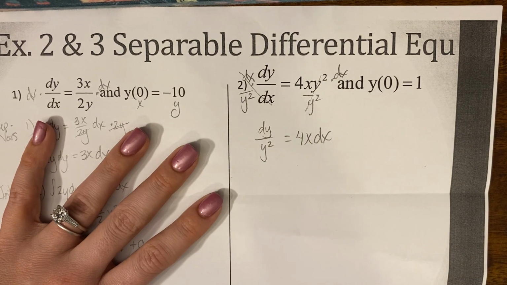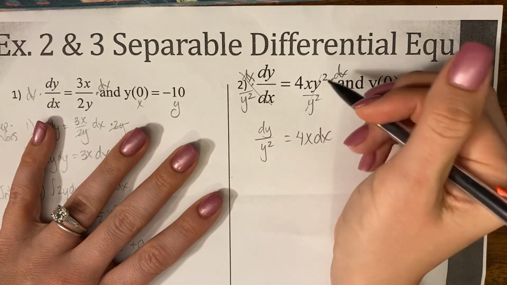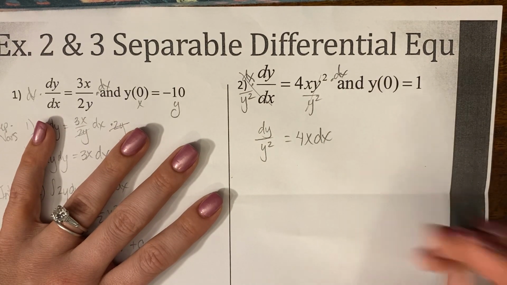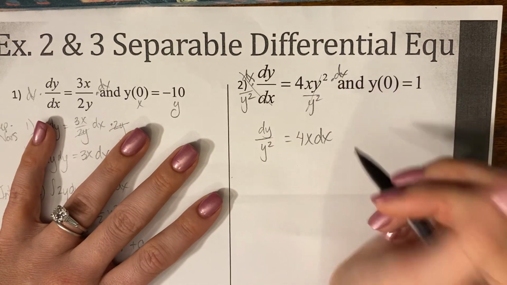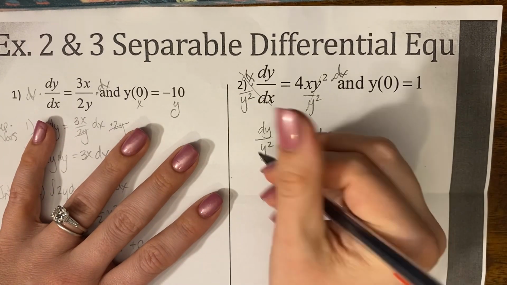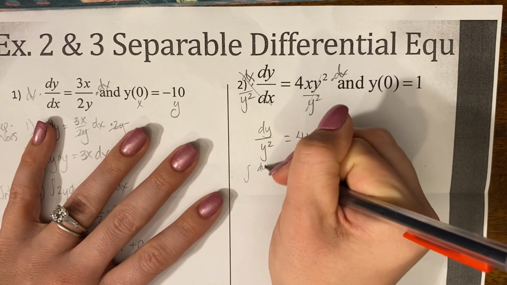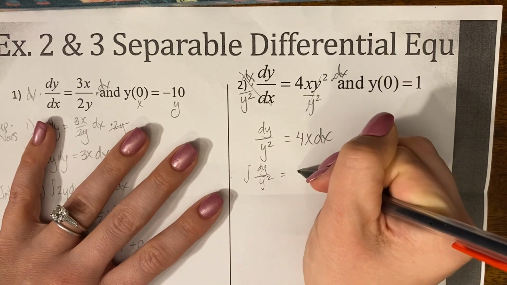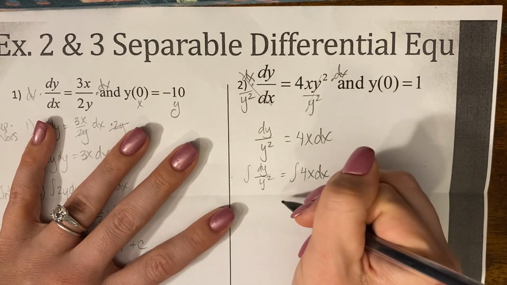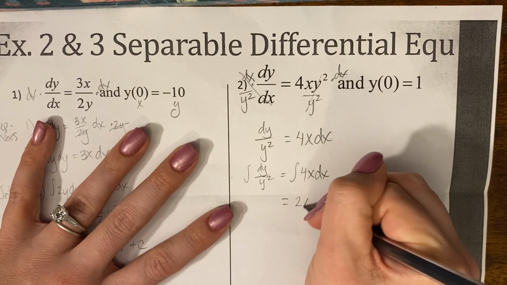Step 2 is to integrate both sides. I don't have the directions listed here, but the directions are find the equation for y. And that's why I want to integrate, because I have the derivative, and to go from dy dx to y, that's an antiderivative. And so integration is part of it. So I'm going to integrate dy over y squared equals the integral of 4x dx. Now the right, not that hard of an integral. The integral of 4x is 2x squared.